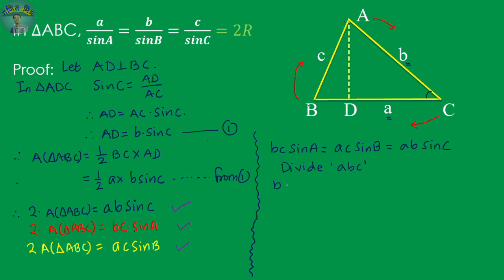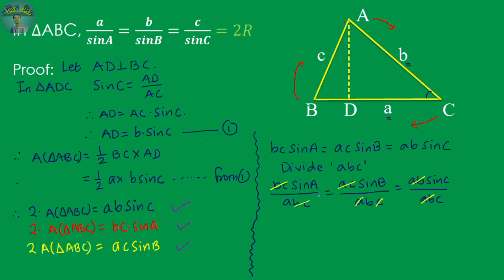So I can write BC sine A divided by ABC, which is equal to AC sine B divided by ABC, and which is equal to AB sine C divided by ABC. Now if we divide by ABC, this BC will cancel with this BC, then AC will cancel with this A and C, and AB will cancel with this AB.